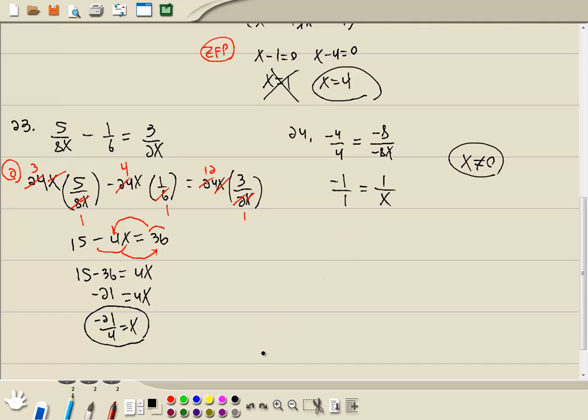Now this is kind of bizarre looking, but this is still a proportion. Single fraction equals single fraction. So we can cross multiply. So we're going to have negative 1 times x, and we'll have 1 times 1. So that gives us negative x is equal to 1. Divide both sides by negative 1, and you end up with x equals negative 1. And that's our answer.